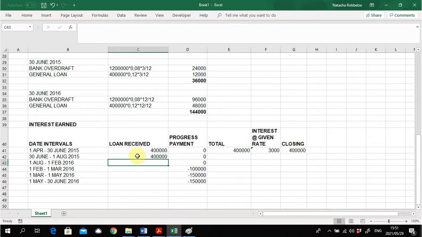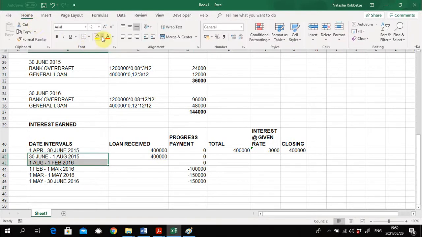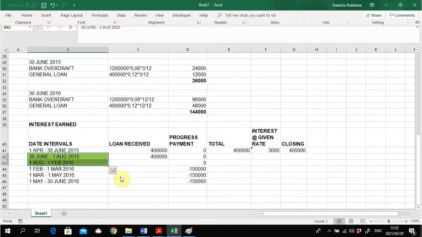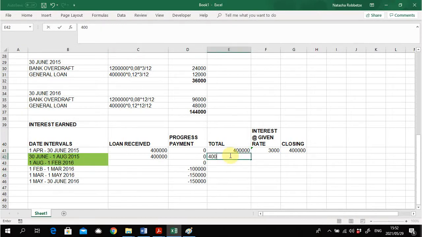As these two are still in the same financial year, and for both intervals there is no progress payment, you can skip over and just add all the months for these two intervals together, just to save a bit of time in your calculation. But the intervals will still help you to count the months. So here the total is 400,000, and here the total is also 400,000. But here I'm now going to say the interest is 400,000 times the 3%. And now I'm going to count the months from 30 June up till 1 February.